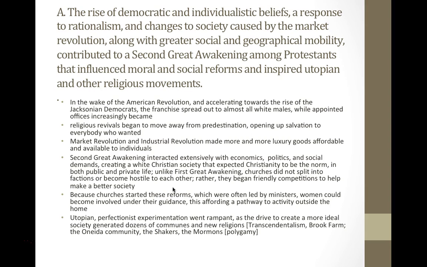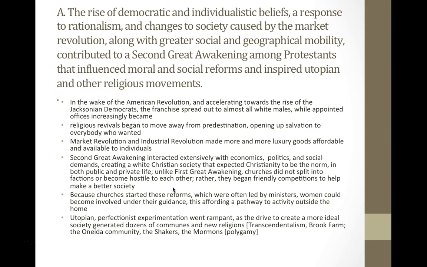All right, so again, it's a widening of moral reforms, social reforms, and things along those lines. Okay, the market revolution and the industrial revolution is going to allow more and more luxury goods to be affordable to more and more people.